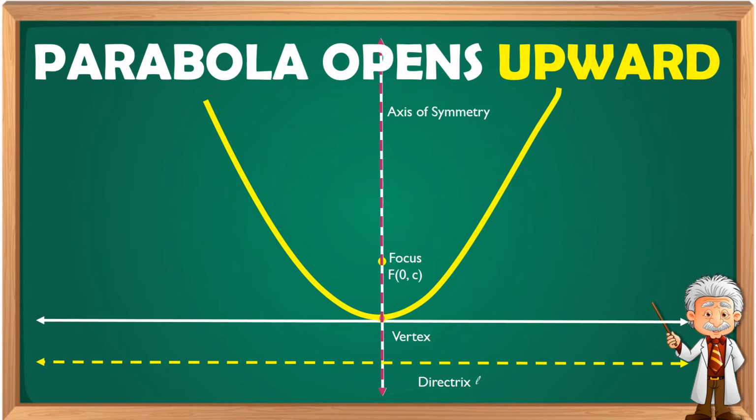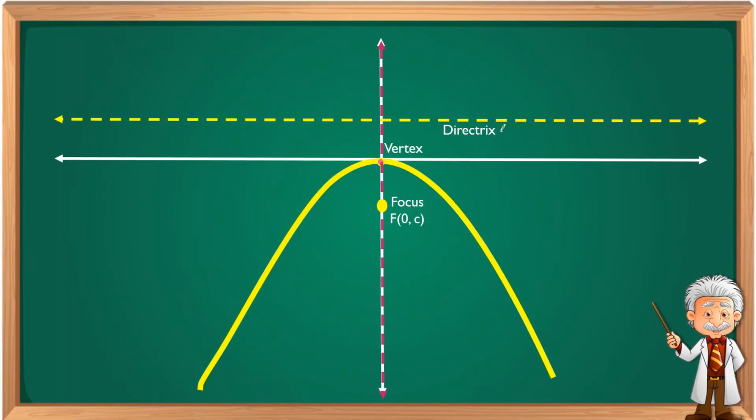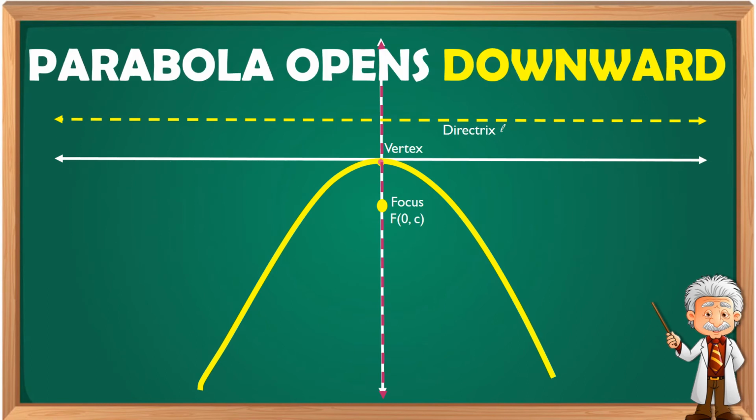This is a parabola that opens upward. So this is how a parabola that opens upward looks like. Now, this is what a parabola that opens downward looks like. The vertex is in the middle of the directrix and the focus, and the focus is under the vertex. The directrix is above the vertex.